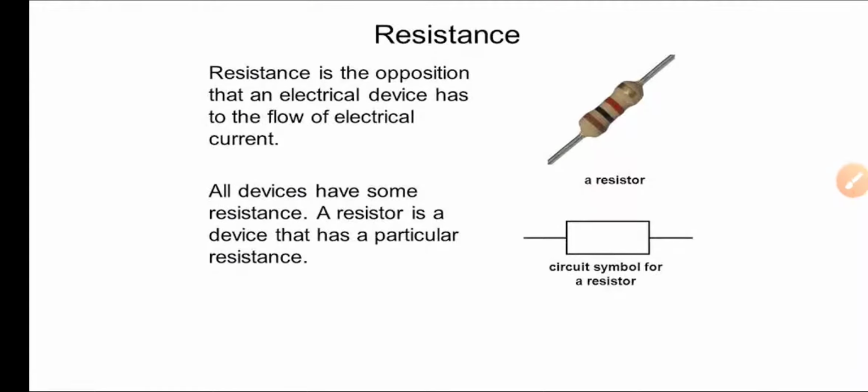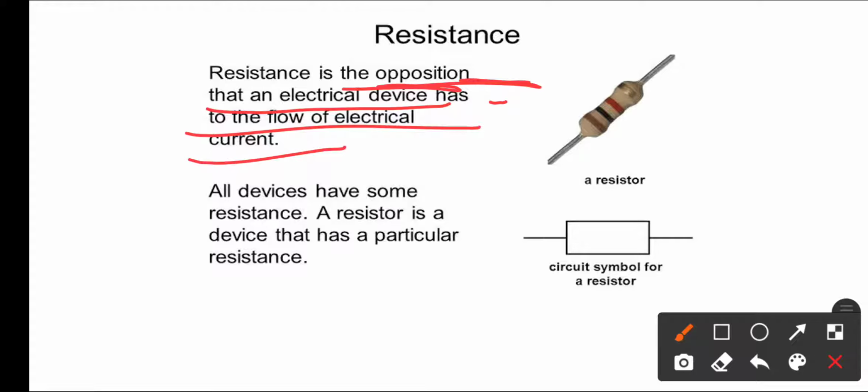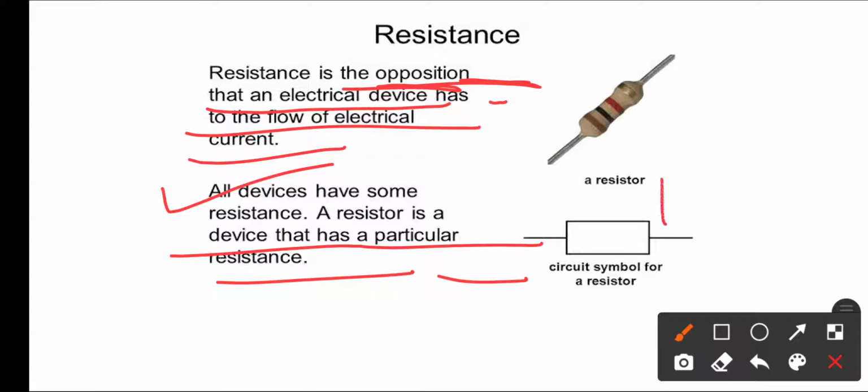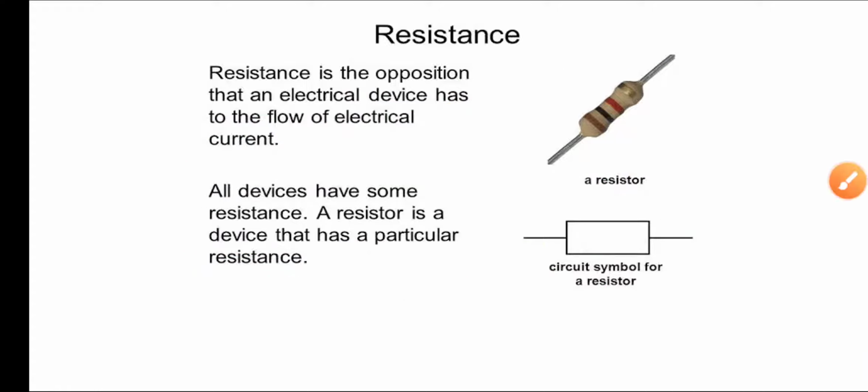Now resistance is the opposition that an electrical device has to the flow of electrical current. Okay, guys, all devices have some resistance, and a resistor is a device that has a particular resistance. The circuit symbol of the resistance is sometimes represented like that, and a resistor is represented like that.